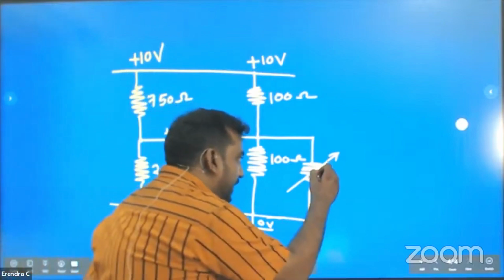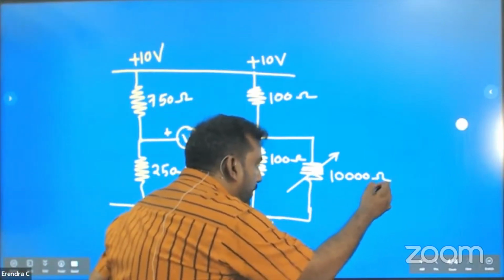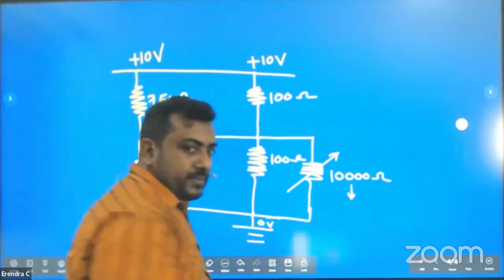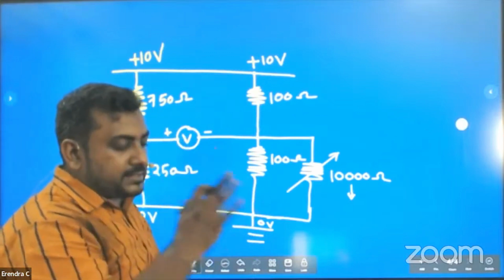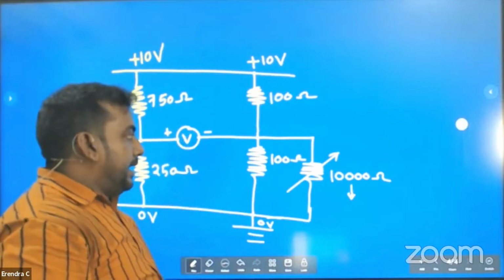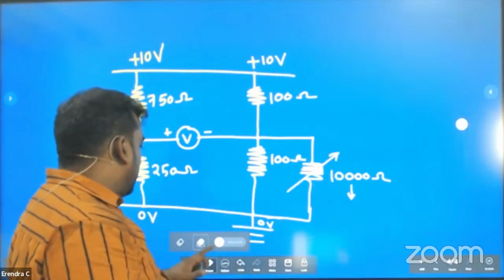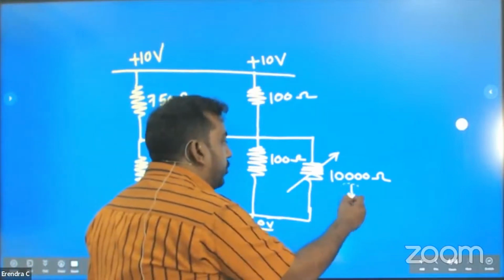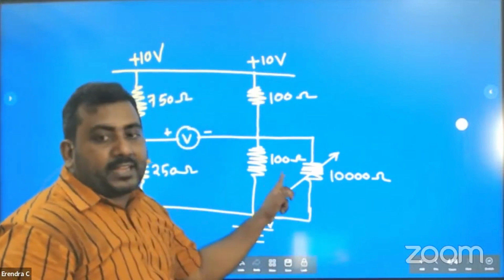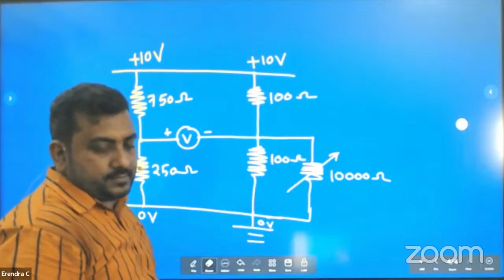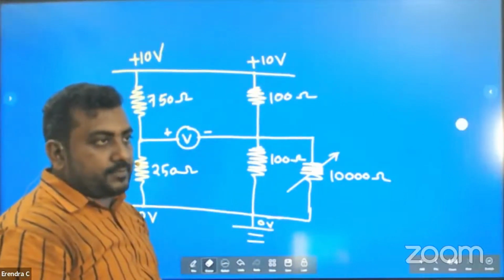Now, this is reduced from 10,000 ohm to 0. I'm reducing. Don't be in a hurry. Think and answer. If there is 10,000 ohm here, what can you say about the effective resistance? Now, some of you already say, sir, let's find the effective resistance. This is MCQ, no?